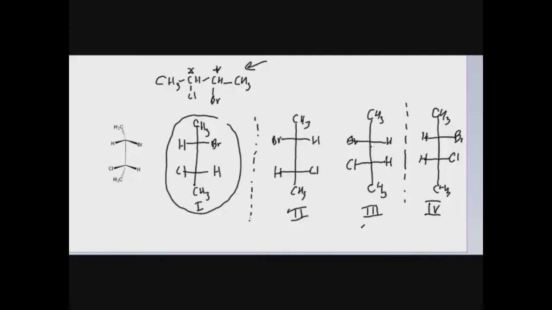So what kind of stereoisomers are they? Well, in fact, it sounds trivial, but they're referred to as non-mirror image stereoisomers. 1 and 3 are non-mirror image stereoisomers. Now there's a technical term. They're called diastereomers.